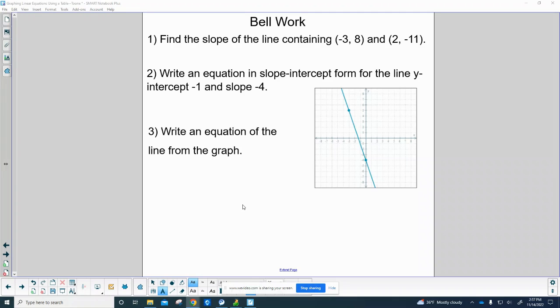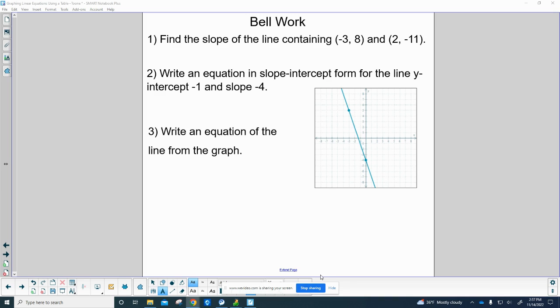All right, today we're going to be talking about learning to graph an equation using a table of values. But first, let's just review some of the things that we've done in the recent past. First, find the slope of a line containing the points (-3, 8) and (2, -11).